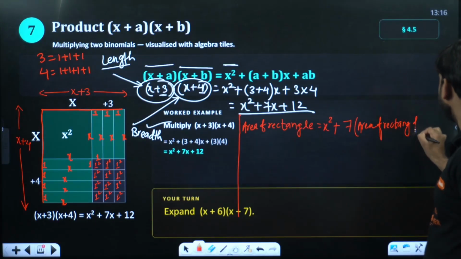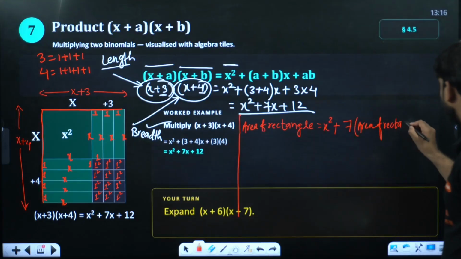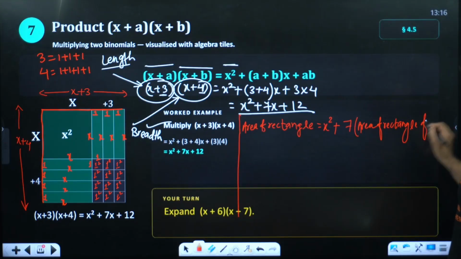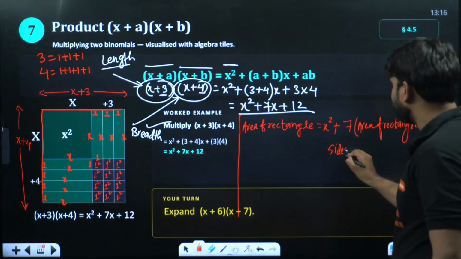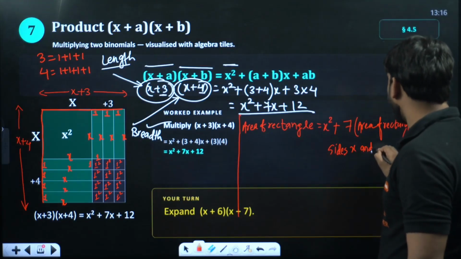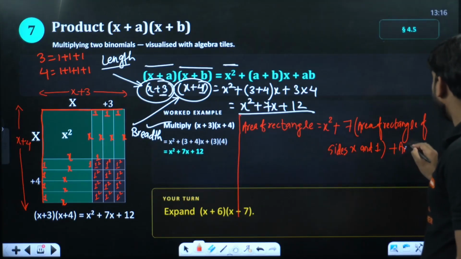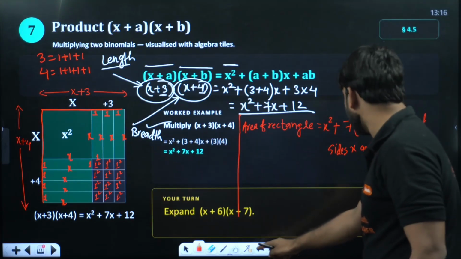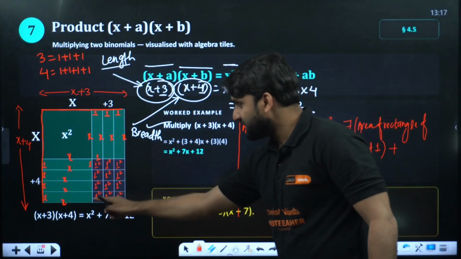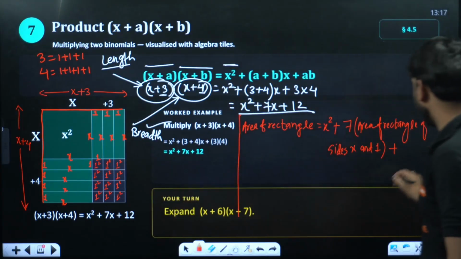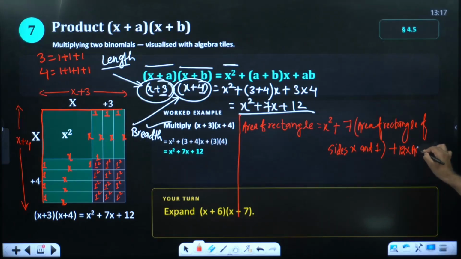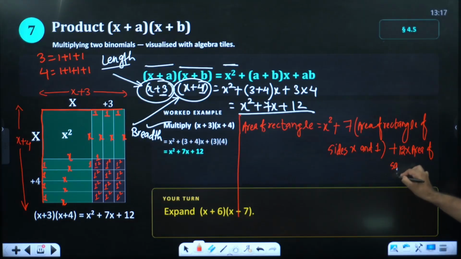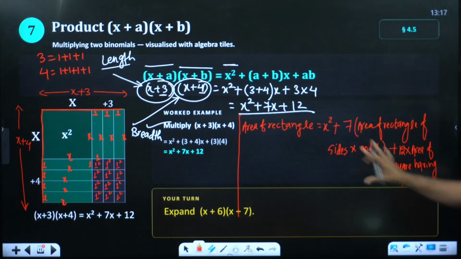7 into area of rectangle of sides x and 1, plus the area of how many squares? 12 squares, 3, 6, 9, 12. So this is 12 into area of square having side 1.